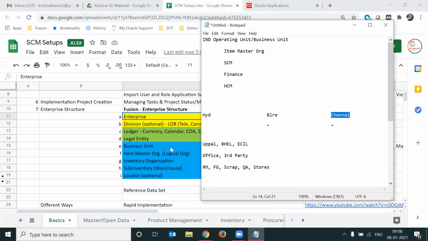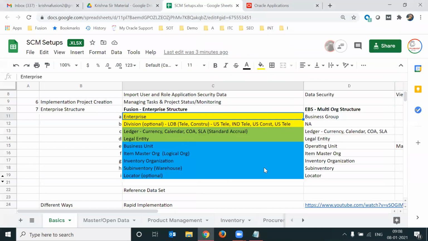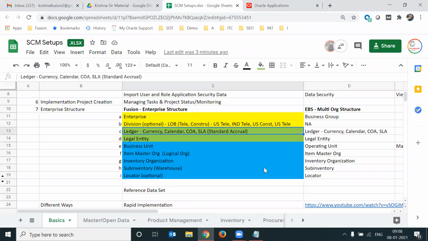This SLA which you have written in the ledger, is this subledger accounting? Correct. Okay.